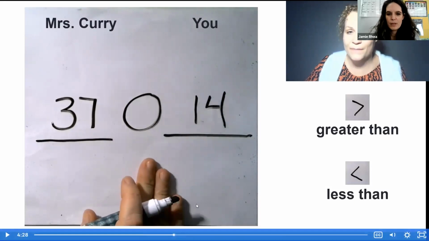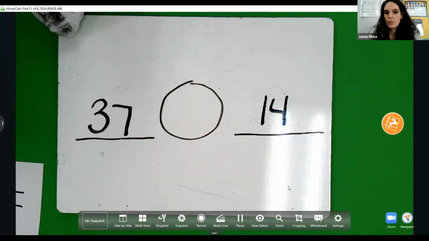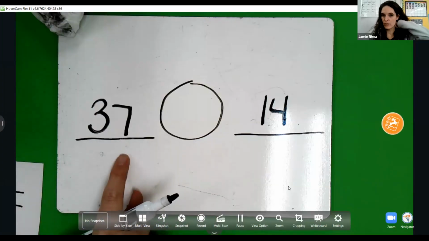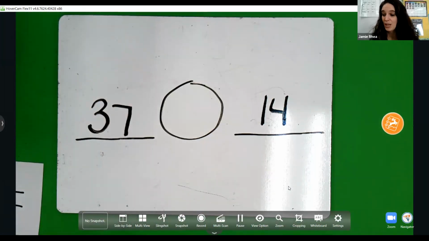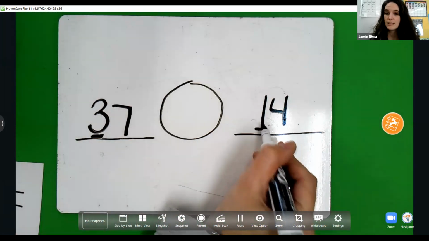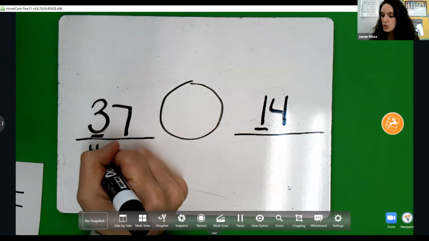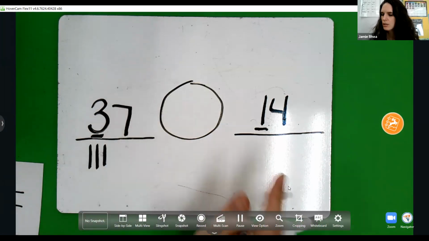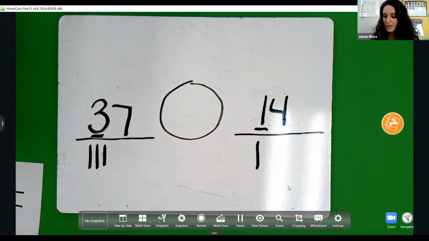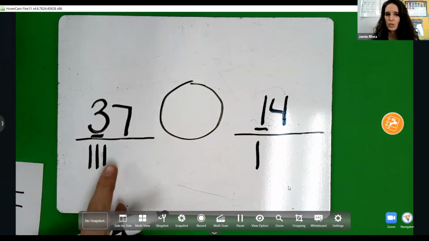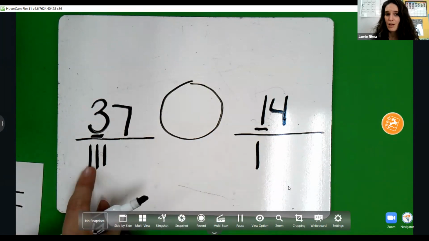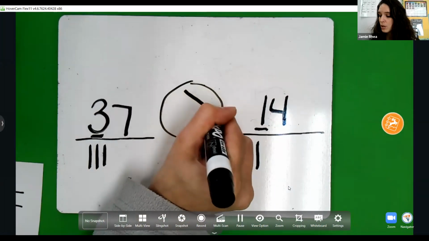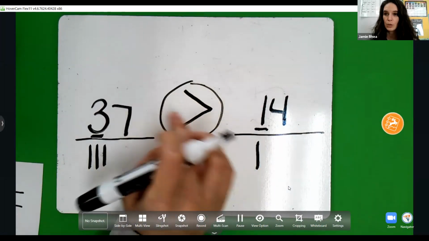Okay, so I'm going to pause. Let's look at our boards here. Now we need to decide, is this number greater than or less than this number? So what do I need to do first? I need to look at my tens place and see, I have 3 right here. 1, 2, 3 tens here. How many do I have here? Just 1. So if I were an alligator and I'd want to eat the larger number, which one am I going to eat? The 3 tens and 7 ones or the 1 ten and 4 ones? I want the 3. So I'm going to make my symbol where the mouth opens up to the larger number.